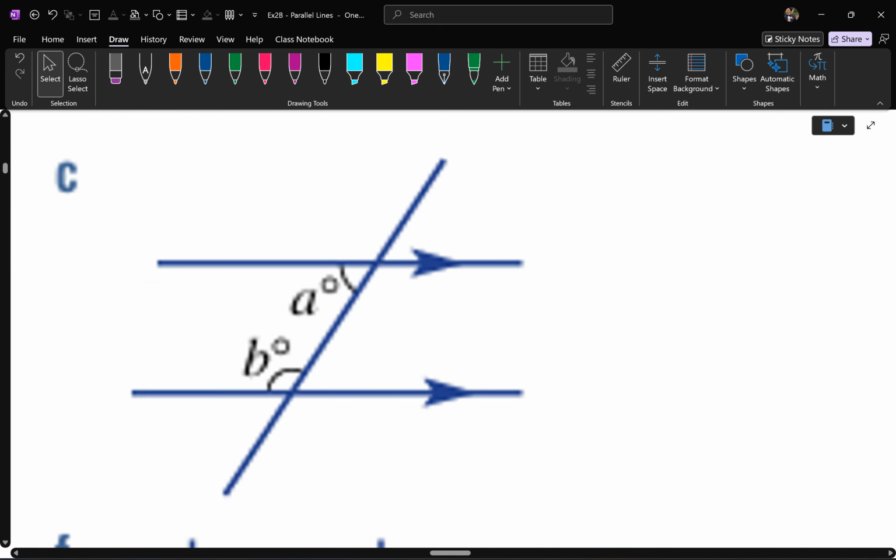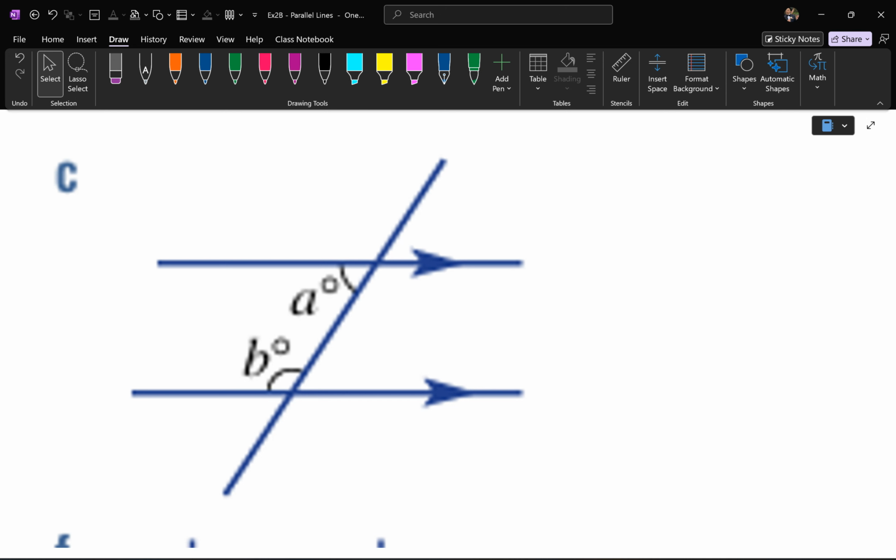Next one. C, what did you get? Let's go with Wilbur. What type of angle is this? Oh, you don't know? Okay, Wendy. You don't know? Let's go with Elizabeth. What type of angle is this? You got your 4. Co-interior is correct. And how do you know?